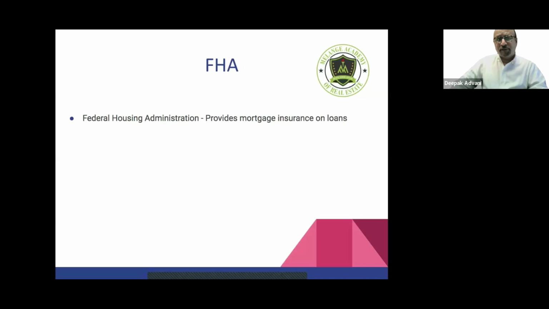FHA stands for Federal Housing Administration. FHA is the mortgage insurance company that offers mortgage insurance on loans. VA, Veterans Affairs, guarantees loans for veterans. Now remember, VA does not lend money. FHA does not lend money. FHA and VA are the insurance companies that insure those loans, so that if the borrower defaults, those insurance companies will pay the lender.